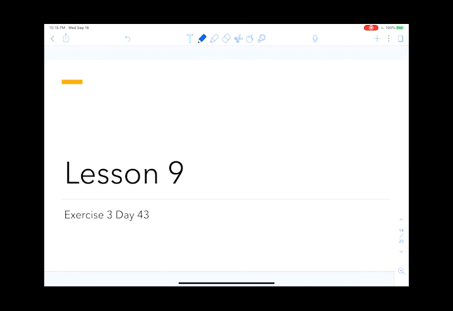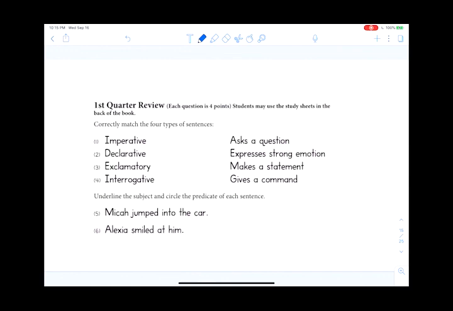Hey everyone, welcome to Lesson 9, Exercise 3, Day 43. We will be doing our next portion of the first quarter review. Each question is 4 points. Students may use the study sheets in the back of the book. Pause the video to give yourself enough time to finish the questions. Ready? Get started, and good luck.